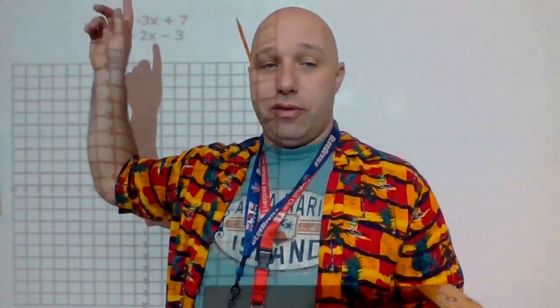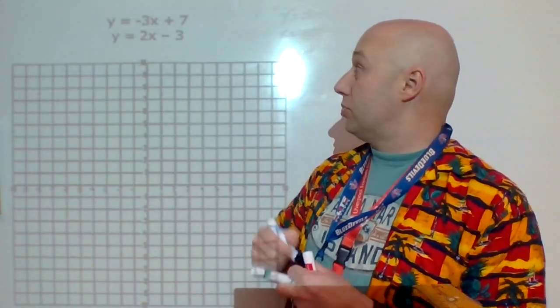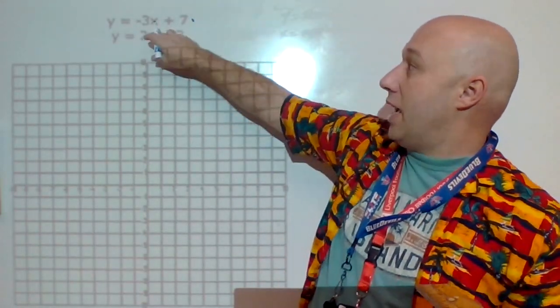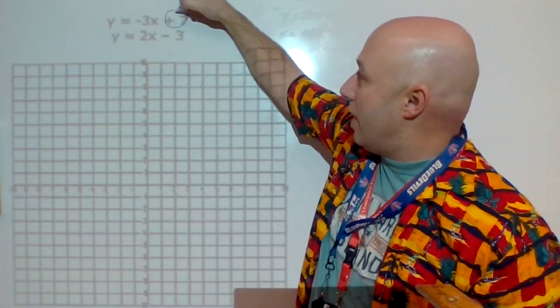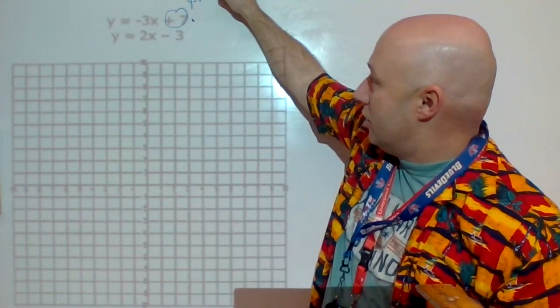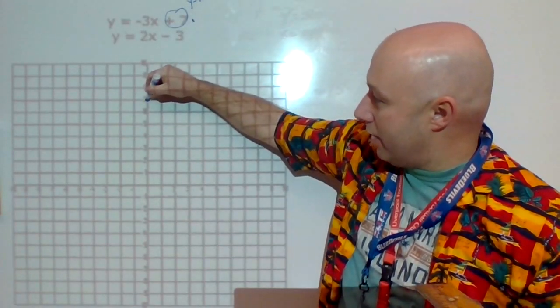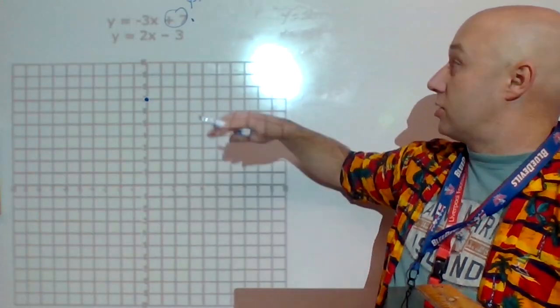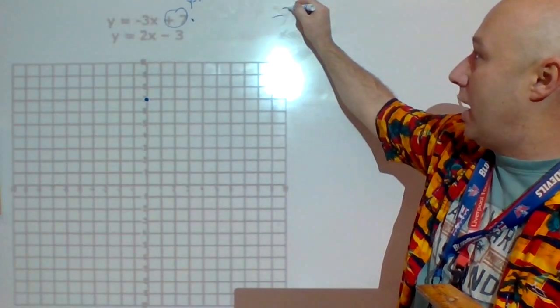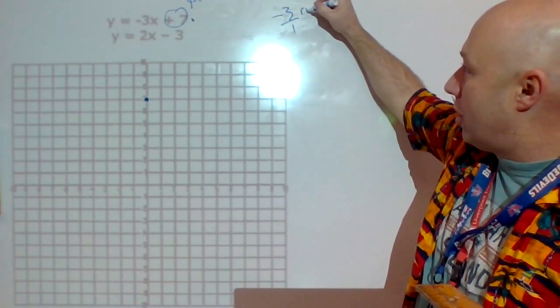All right, the first line we're going to do in blue today. It says negative 3x plus 7. Remember, 7 is our y-intercept, so we start at positive 7 on the y-axis and make a dot there. Our slope this time is negative 3, so we go negative 3 over 1. That is our rise over run.